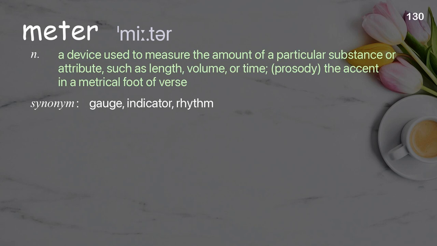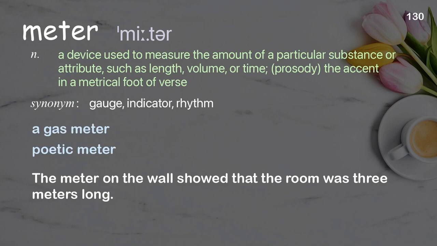Meter. A device used to measure the amount of a particular substance or attribute, such as length, volume, or time; in prosody, the accent in a metrical foot of verse. Examples. A gas meter. Poetic meter. The meter on the wall showed that the room was 3 meters long.